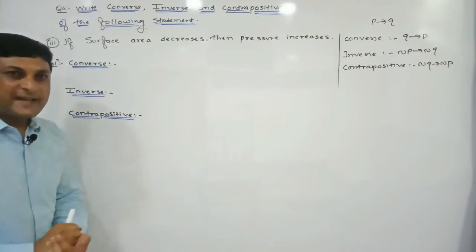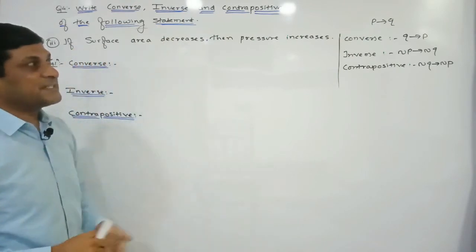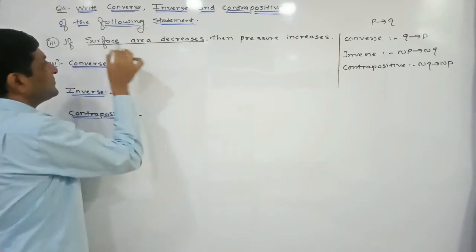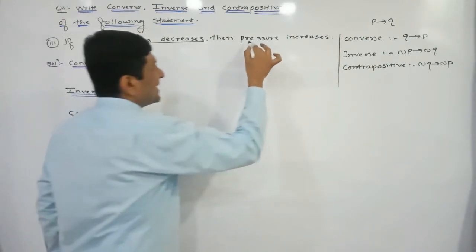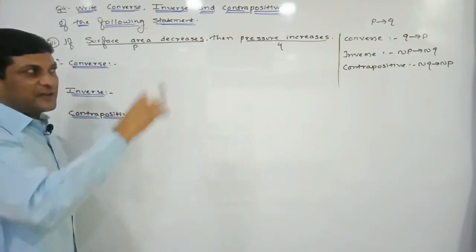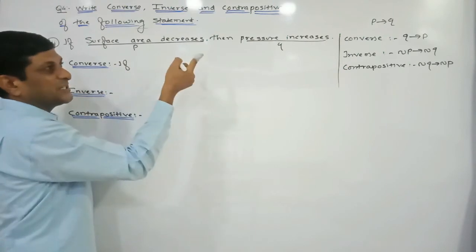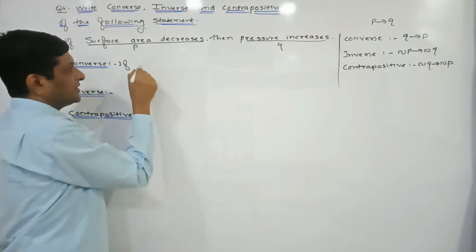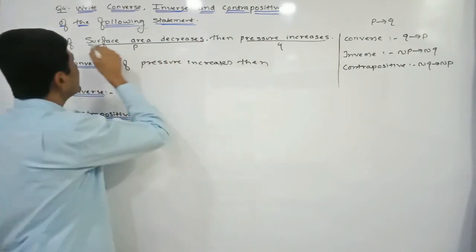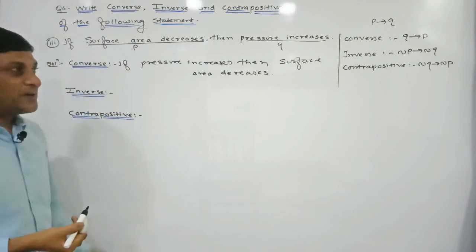Now see the third example. What is the given conditional statement? If surface area decreases, then the pressure increases. The part after if we are considering as P, and after then we are considering as Q. So using this, now we are finding converse. Q implies P. Q implies P means what? If pressure increases, then surface area decreases. In this way we have got its converse.